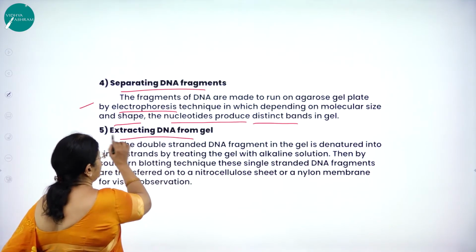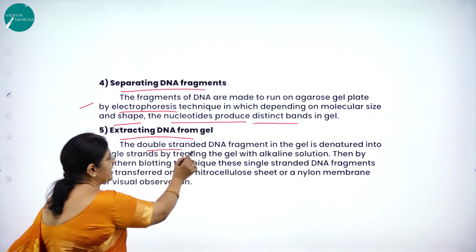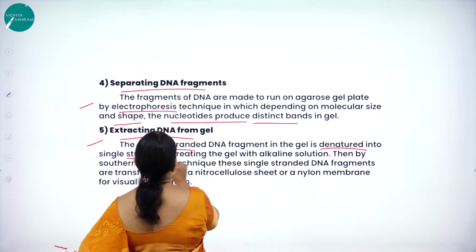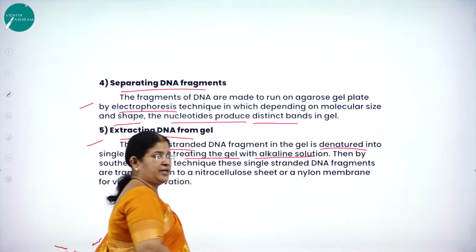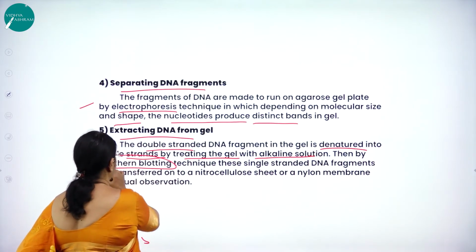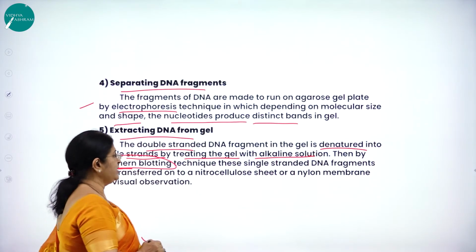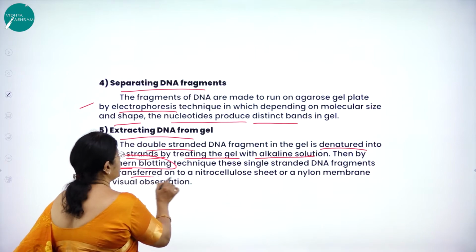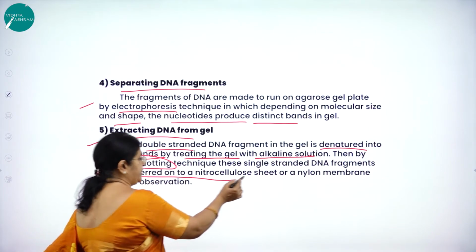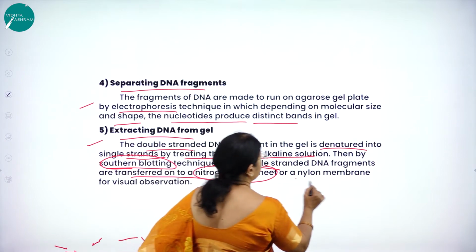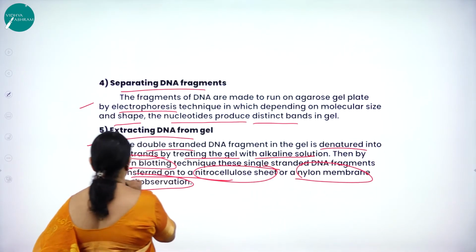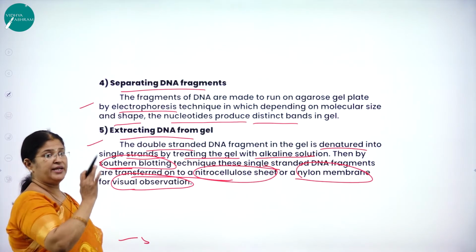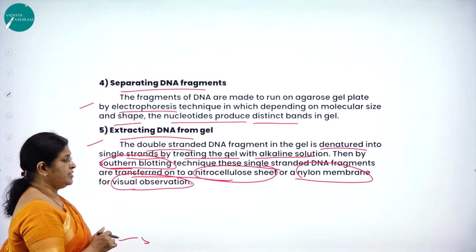Next, extracting DNA from the gel. Now, the double-stranded DNA fragment in the gel is denatured into single strands by treating the gel with alkaline solution. Then by Southern blotting, a very, very important technique in DNA fingerprinting, these single-stranded DNA fragments are transferred onto a nitrocellulose sheet, or it is also called the nylon membrane, for visual observation. Then by observing the bands, we are able to analyze the DNA sequence on that particular sheet.